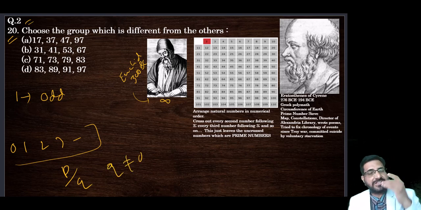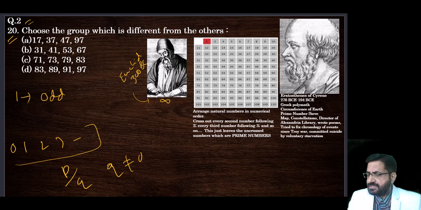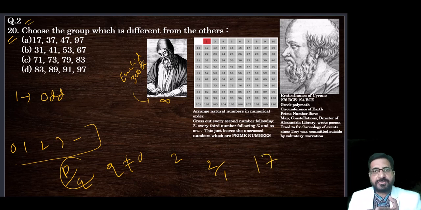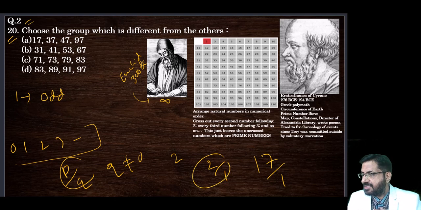This is what you learn in your primary schools. Any number can be expressed in this form. For example, 2 can be expressed as 2 by 1. For example, 17 can be expressed as 17 by 1. These are all rational numbers.